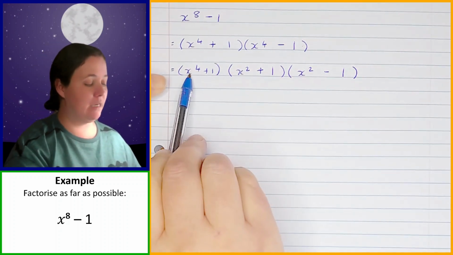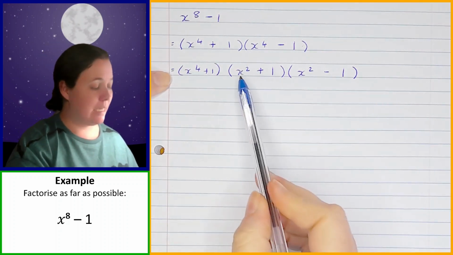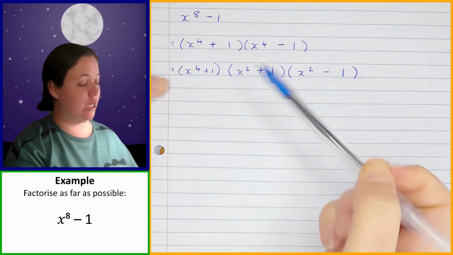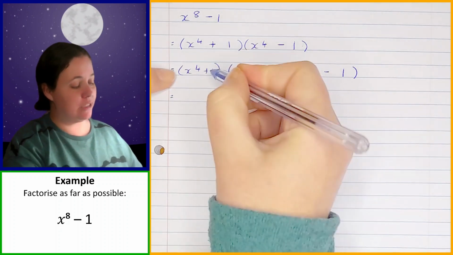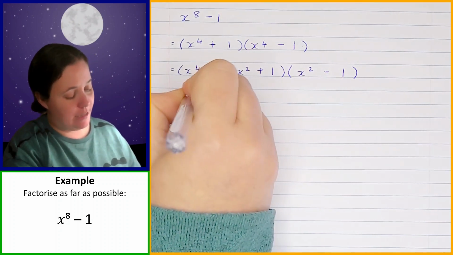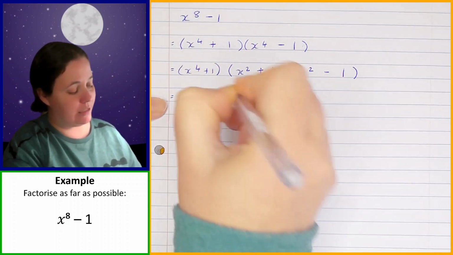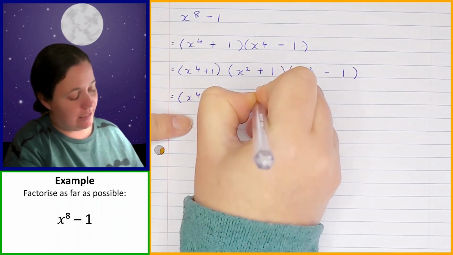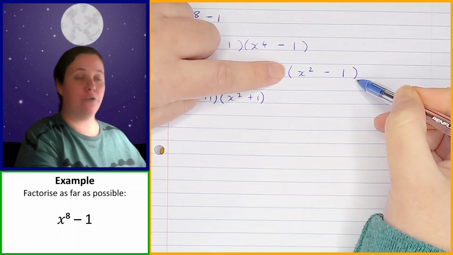Okay, now if you look over here, I still can't factorize this further. But this one I can still factorize further. So now I'm going to go and do it again. So this is just going to come down and not change. The x to the power of 4 plus 1, I just bring it down. The x squared plus 1, I just bring it down, and I write it down as it is. But then this one, I'm going to go and factorize further.